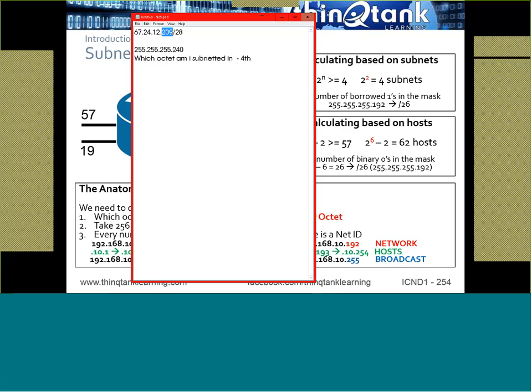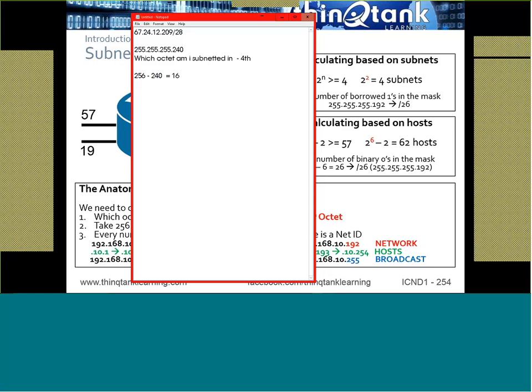So I'm subnetted in the 4th octet. I take 256 minus the value of the mask in that octet. That gives me my block size. What does that block size mean? Every address in the last octet, because that's the octet we're subnetted in, that is divisible by 16 is a network ID.